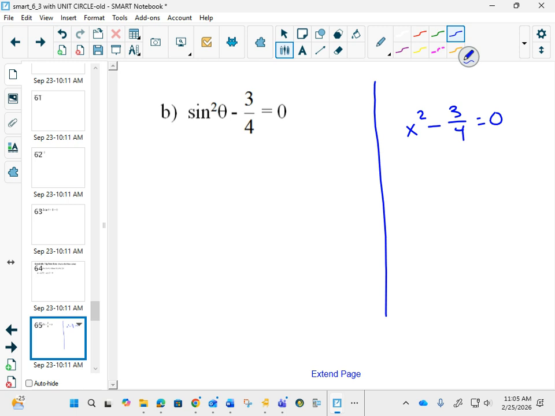Now, if you were solving this, you'd get this by itself and you would square root.